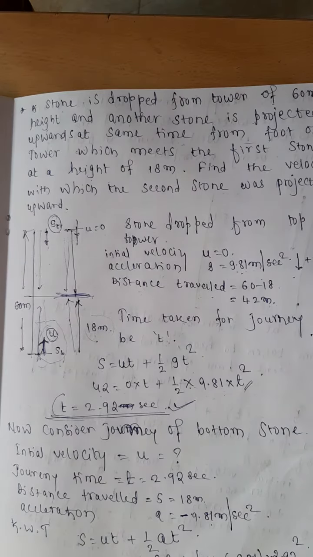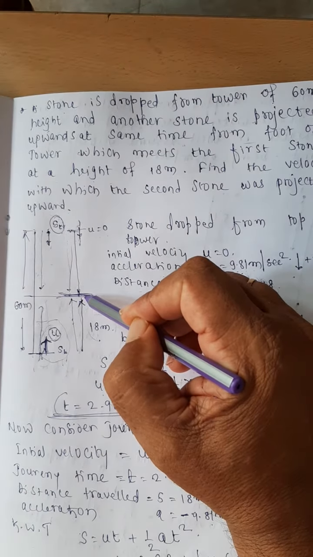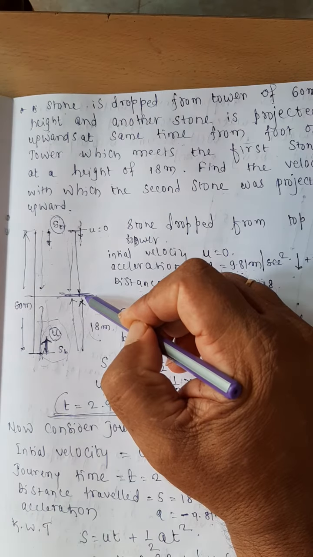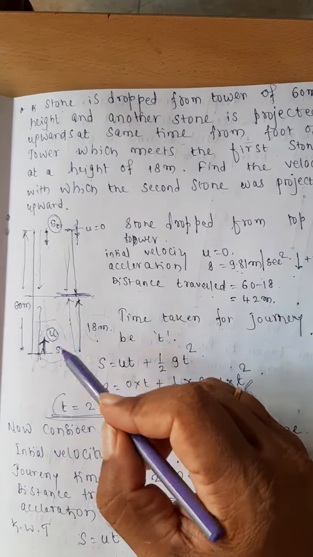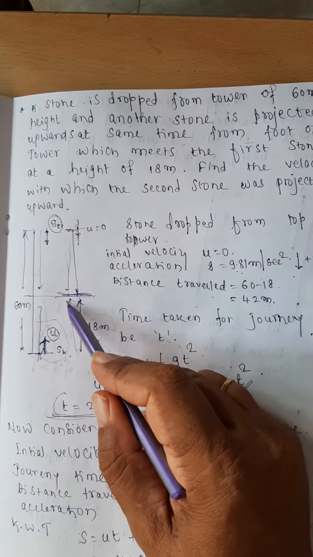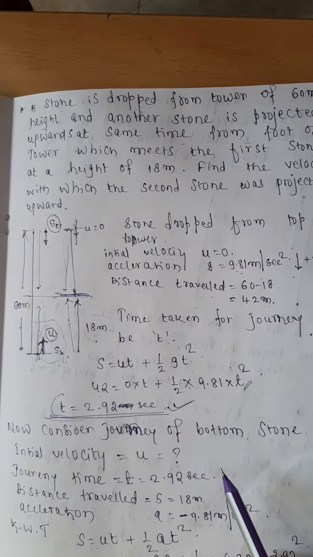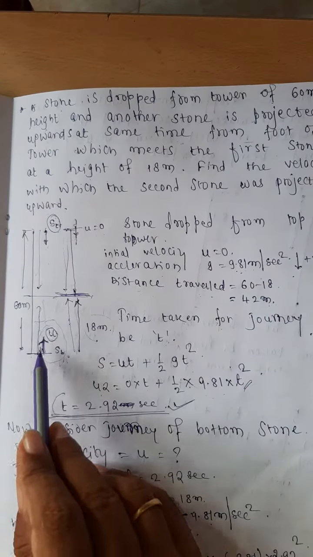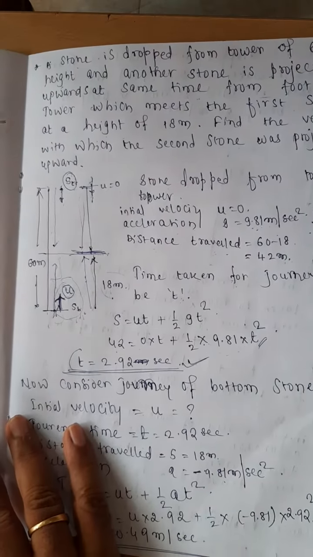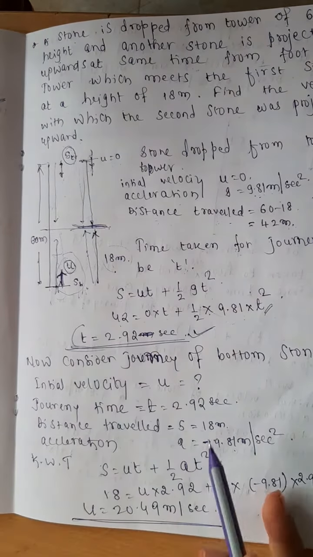Is it all right? It means after throwing the stone from here, it reaches this point after 2.92 seconds. Therefore, this stone also takes the same time to reach this particular distance. Then only they will cross here. Are you getting it? Now we go for the bottom stone. What are the conditions of the bottom stone? Just see here.